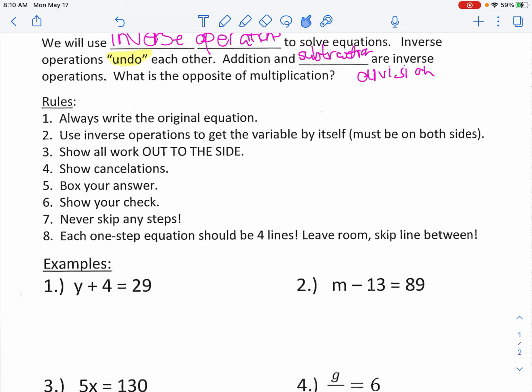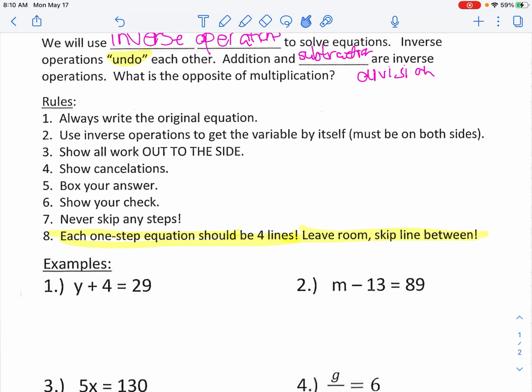We're going to use inverse operations to get the variable by itself. So remember, inverse means opposite. We're going to show all of our work out to the side. We're going to show cancellations. You're going to put a box around your answer. You're going to show your check. Never skip any steps. Each one-step equation should be 4 lines. I want you guys to remember that. Each one-step equation should be 4 lines. Leave room, skip a line between.